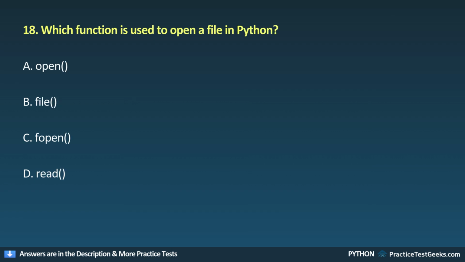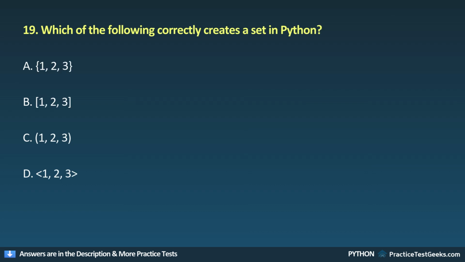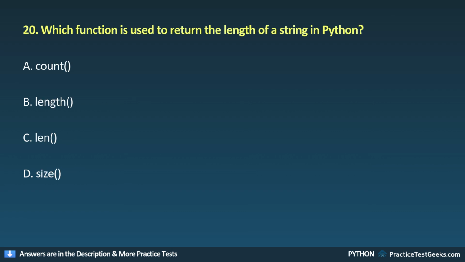Which function is used to open a file in Python? A. open. B. file. C. fopen. D. read. 19. Which of the following correctly creates a set in Python? A. 1, 2, 3. B. 1, 2, 3. C. 1, 2, 3. D. 1, 2, 3. 20.